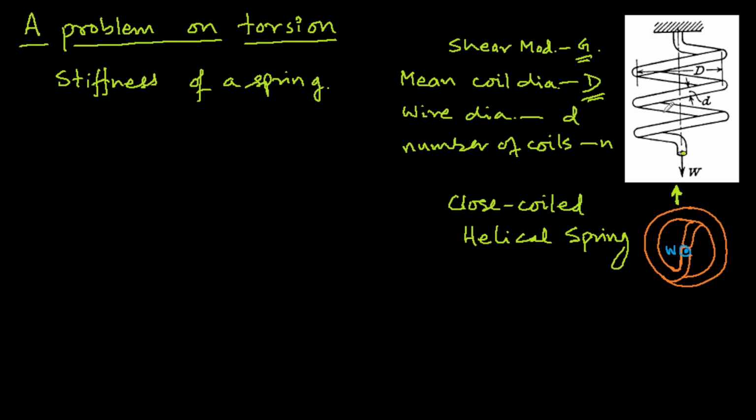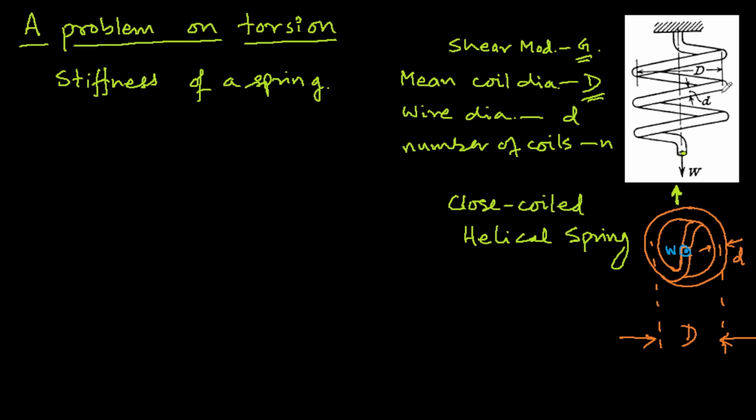Okay, and this is the side. So now I can show the diameter maybe here. So this is the mean diameter actually, diameter D, and this is the wire diameter small d. And there are a number of coils N. So here in this picture, N is 3. There are 3 coils.